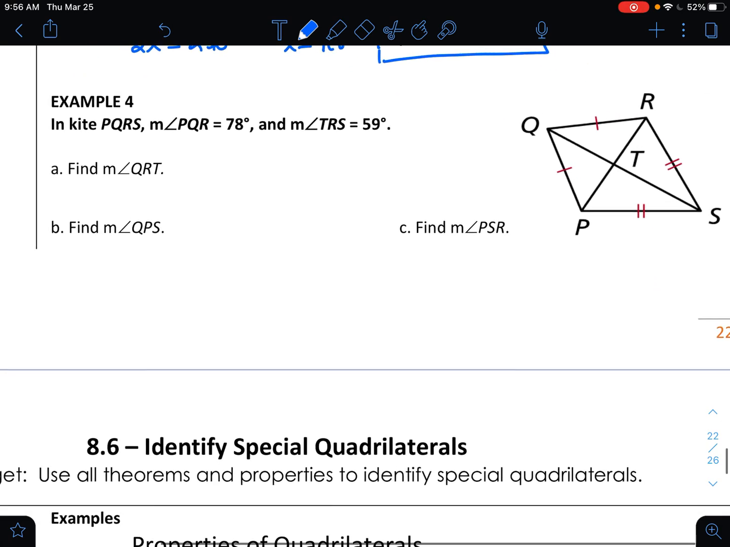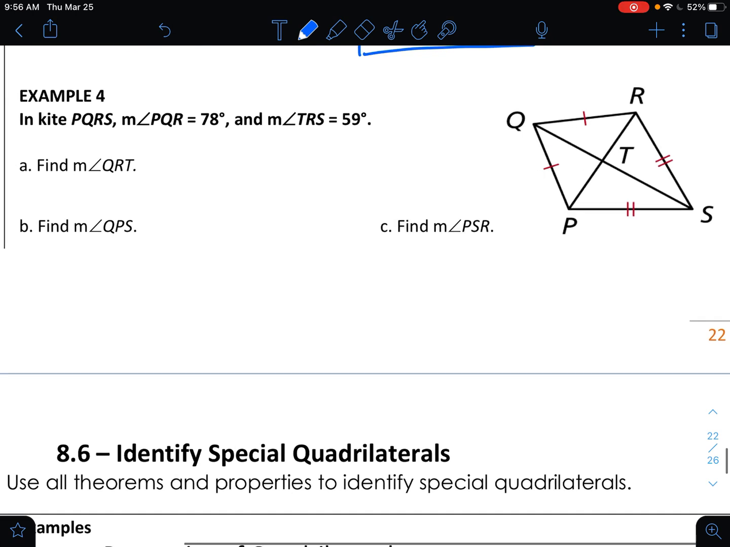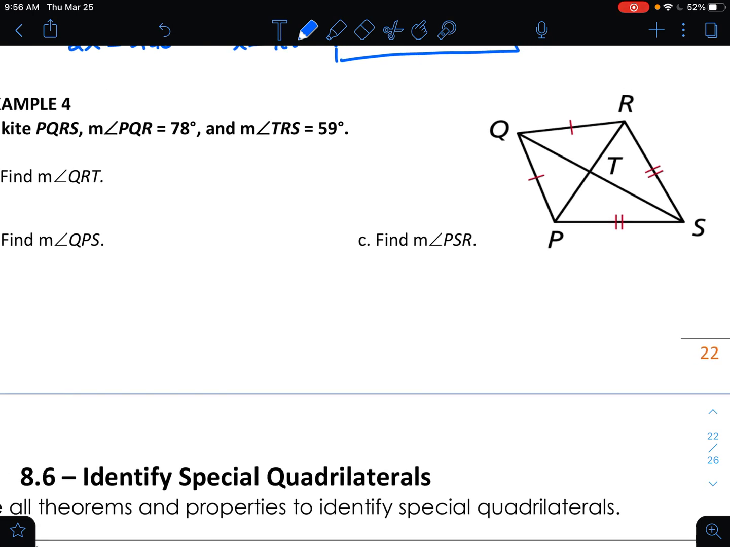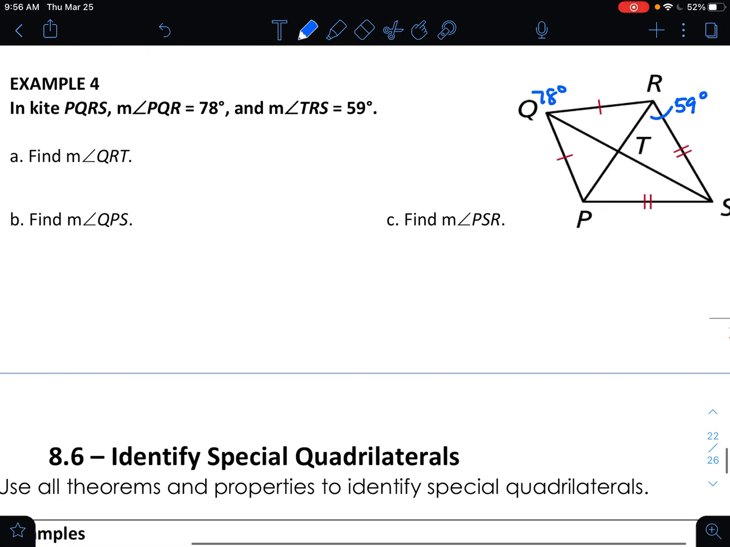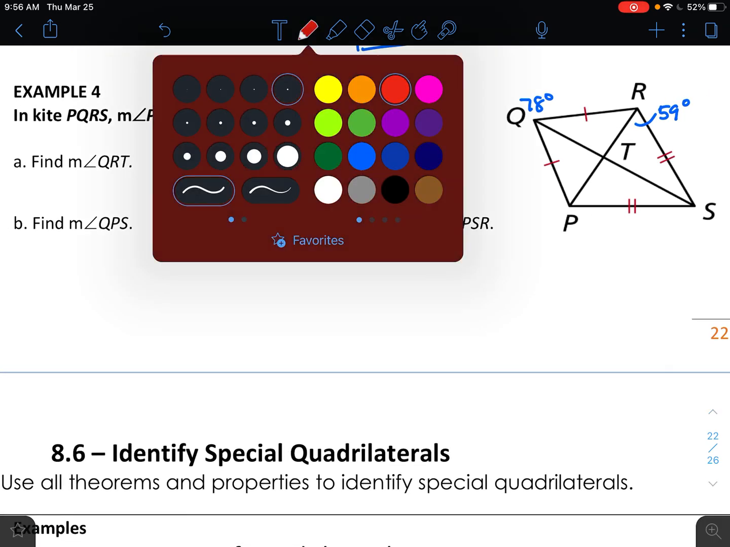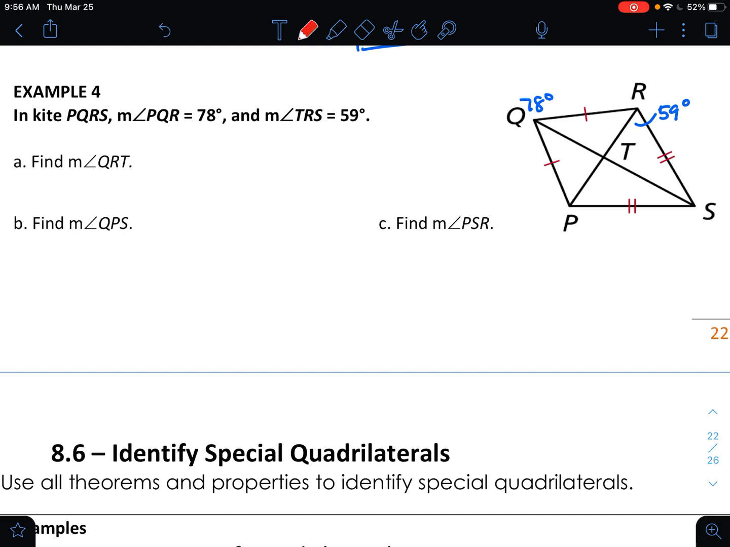Okay, let's go on to number 4. In kite PQRS, the measure of angle PQR is 78. PQR, I'm going to put that on the outside since it's all of Q. TRS is 59. TRS, I'm going to go like this. I'm going to put a little line since I can't fit that in there. Okay, let's find these other measures. QRT. QRT is right here.